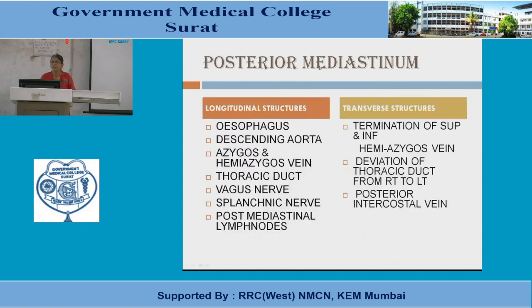Contents of the posterior mediastinum: there are quite a lot of contents in the posterior mediastinum. Look, a few structures are running longitudinally, and a few are running transversely. What are the longitudinally running structures? The esophagus, the food carrying tube, and the descending thoracic aorta. So you saw the ascending aorta was in the middle mediastinum, the arch of aorta was in the superior mediastinum, and the descending aorta is in the posterior mediastinum. Then the azygous vein, hemiazygous vein, accessory hemiazygous vein, all these are in the posterior mediastinum.